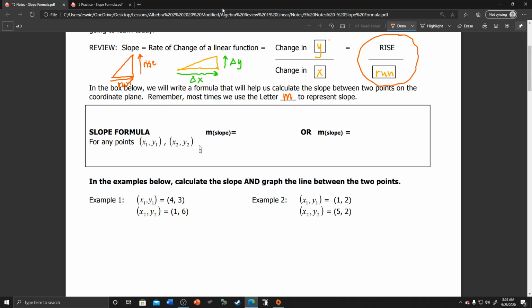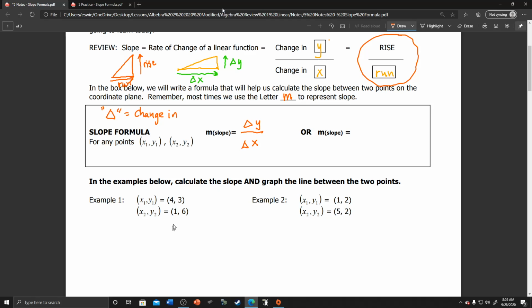So here I go. For any 2 points, my slope is going to be equal to, I'm going to use this formula, which comes from rise over run. And that's going to be change in y over change in x. And this is this symbol delta, and this means change in. So change in y, change in my vertical distance, and change in x.